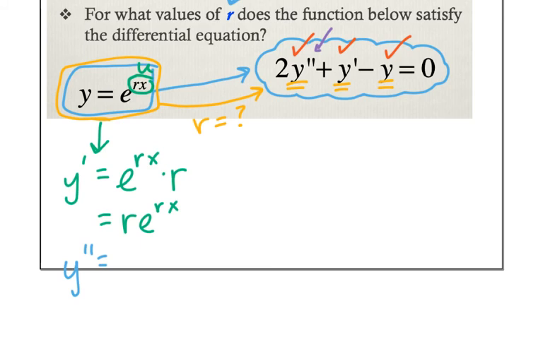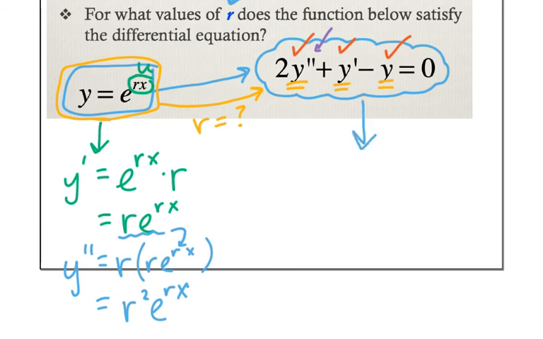Okay, well, r is just a constant, so I'll keep it outside. And let's take the derivative of e to the rx. Well, the good news is you did that already when you found the first derivative. So I'm just going to cut and paste this and plug it right in inside the parentheses, because that was the original derivative of e to the rx. So the second derivative really is r times r, which becomes r squared e to the rx. Okay, I think I'm good to go.